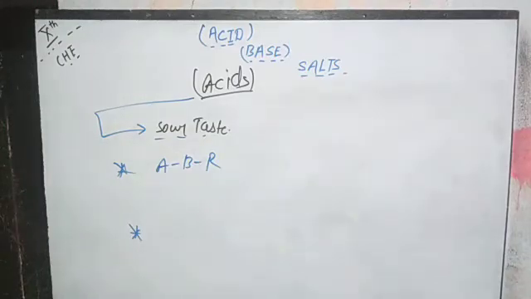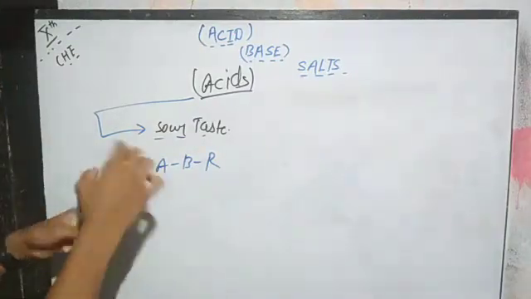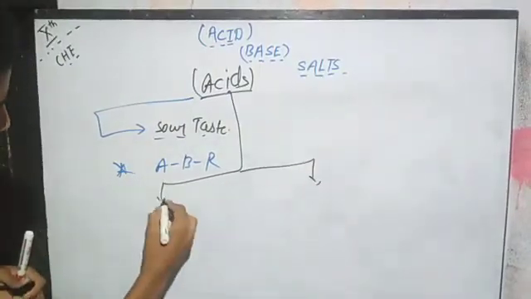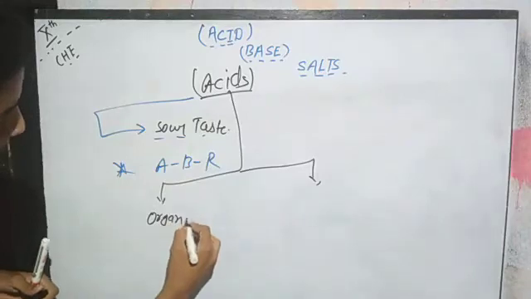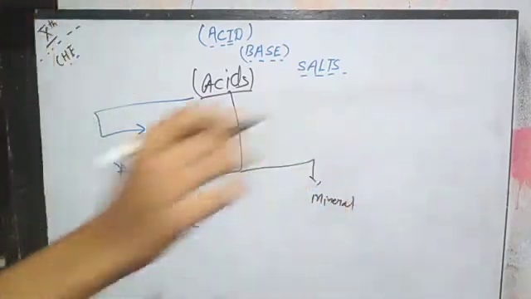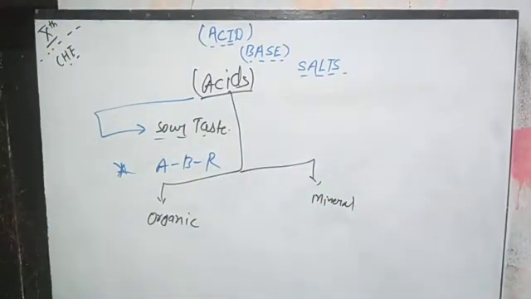Now look here, as I told you, on the basis of their occurrence, acids are of two types, organic acid and mineral acid. So let's see what you mean by organic acid and what you mean by mineral acid. Acids are classified on the basis of strength and on the basis of their occurrence. On the basis of their occurrence, acids are classified into two types. First one, organic acid. Second one, mineral, or we can say inorganic, no problem. Now let's see what you mean by organic acid.